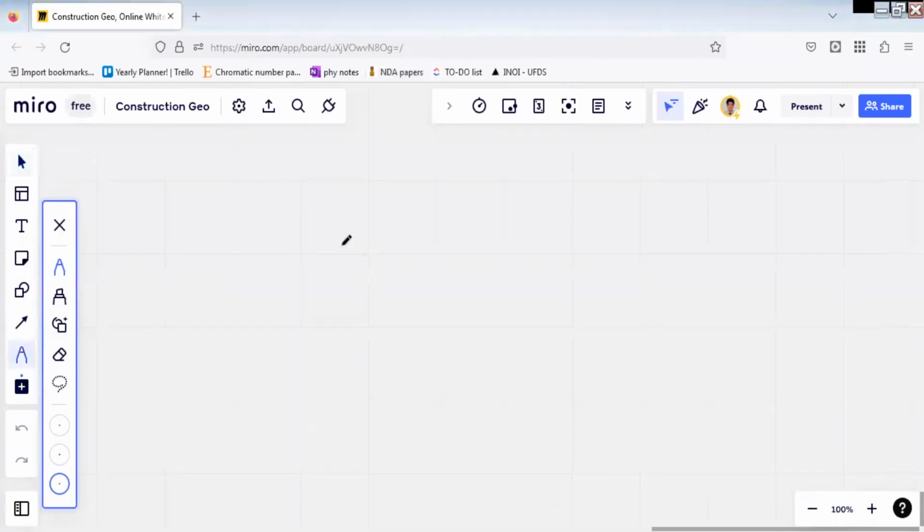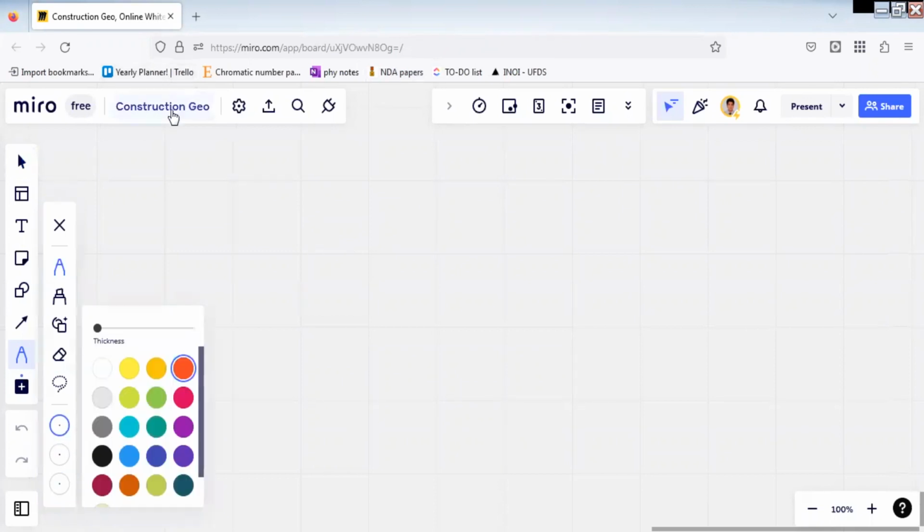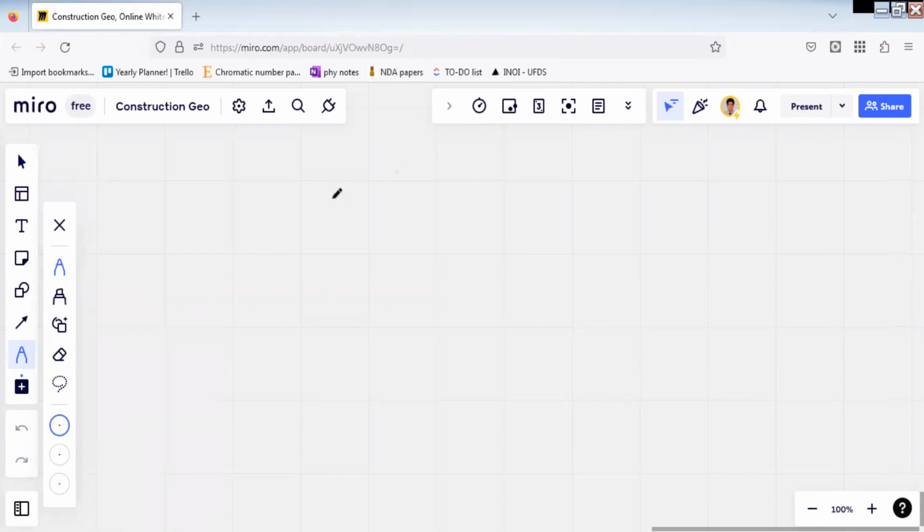So, hi everyone. Today we'll be doing remainder bounding. Just ignore that. It's remainder bounding, not construction geo. So basically, it's like the Euclidean algorithm.